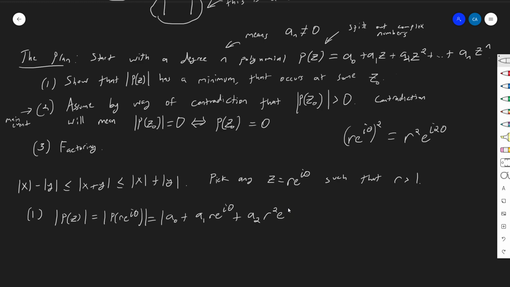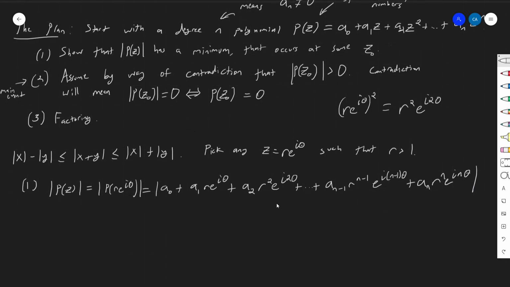And so that's what I'll write. r squared e to the i 2 theta plus dot dot dot plus, and just to make this look better in a bit, I'm actually going to write the second to last term. a sub n minus 1 r to the n minus 1 e to the i (n minus 1) theta plus a sub n r to the n e to the i n theta. Close brackets. So here's the thing. We are ready to do the first use of the triangle inequality, and that will come from putting parentheses around here all the way up to here, and then looking at this guy by himself.